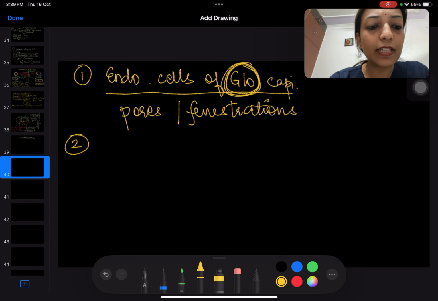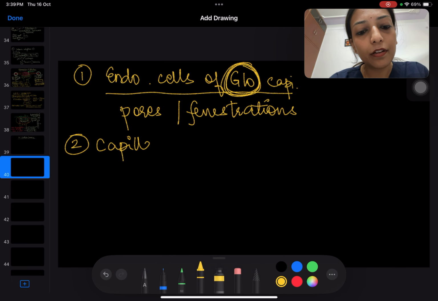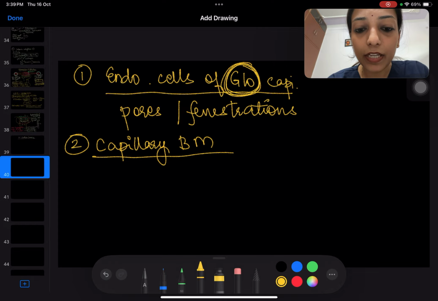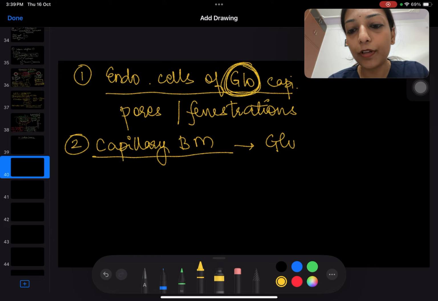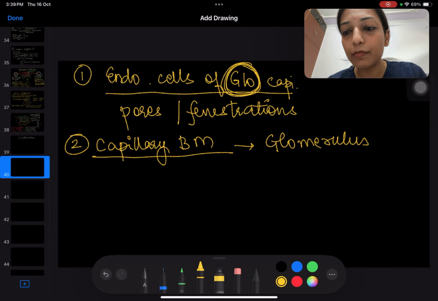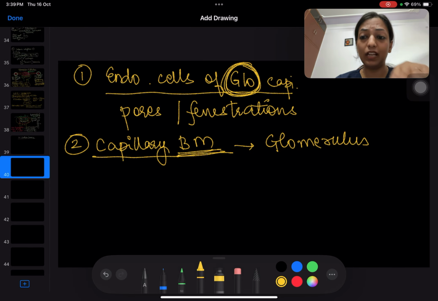Now the second layer. The second layer is the capillary basement membrane. So the second layer is also formed by the glomerulus. Do you understand what I'm saying? The first and the second layer are being formed by the glomerulus. First layer is the endothelial cell. Second layer is the basement membrane. Now the basement membrane again has three layers. This has been asked. That is why I'm mentioning it here.